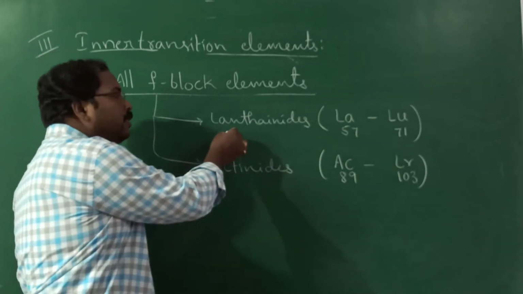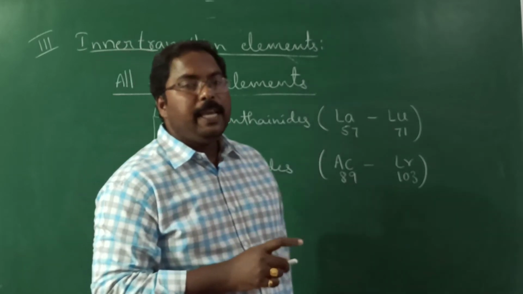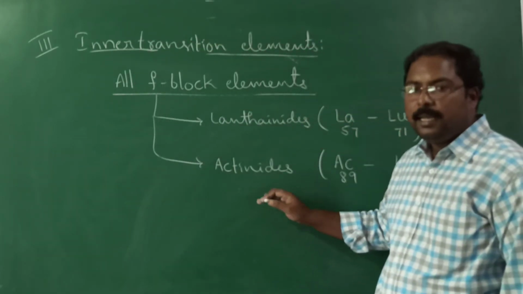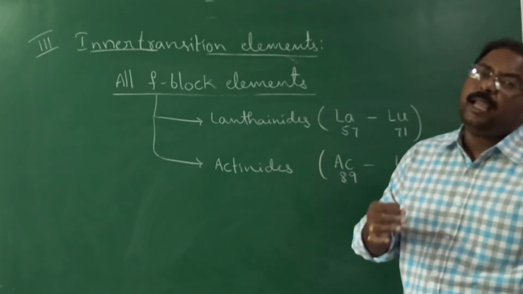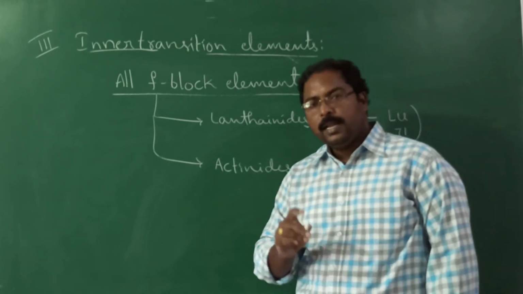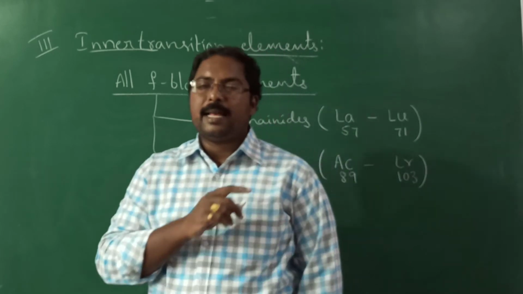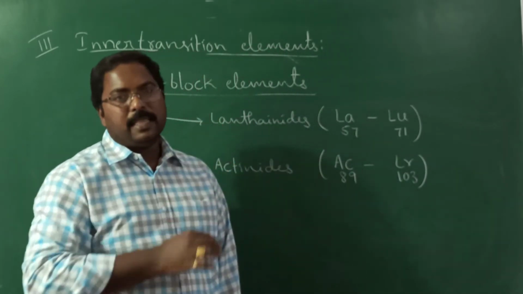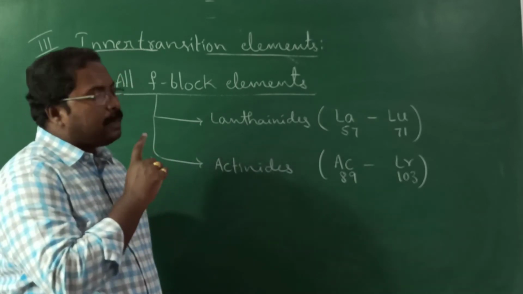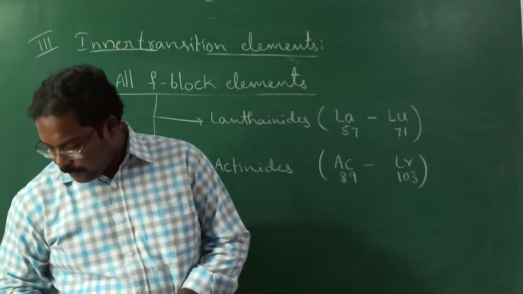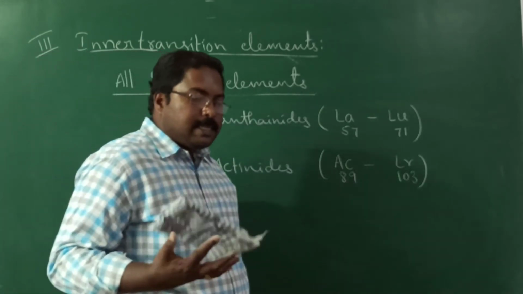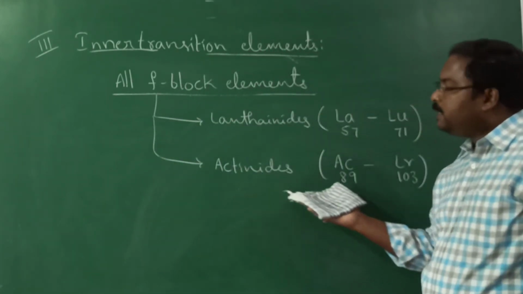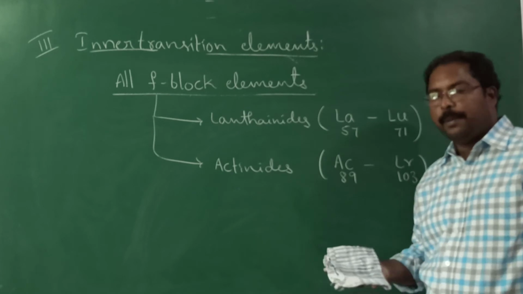The position of lanthanoids is 3rd B group and 6th period. Actinoids is 3rd B group and 7th period. In the last class, we clearly discussed that one, and you have already written it in the notes. But remember what we discussed yesterday about the specialty of these actinoids: all the actinoids are radioactive elements.